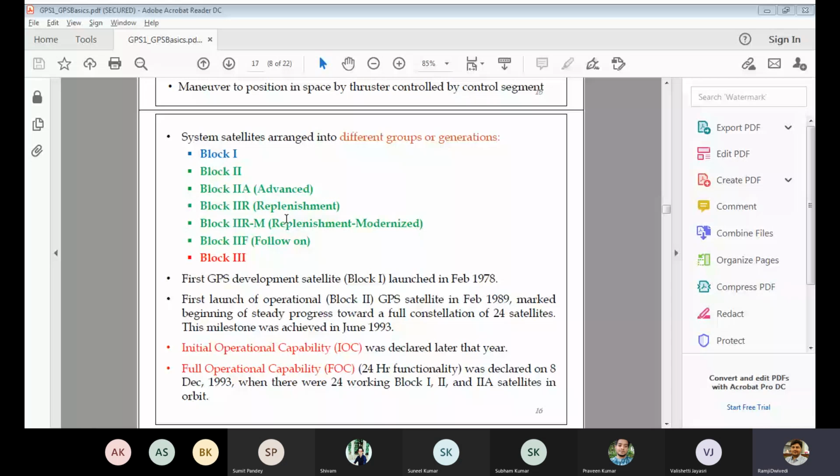So, first generation, that's what I was telling you. The Block I constellation, predecessor to the current GPS Block II constellation, was transitory and experimental in nature with a focus on military application. Total number 11, one satellite failed, 10 satellites were launched. They have reached end of life due to wear and tear of the atomic clocks.